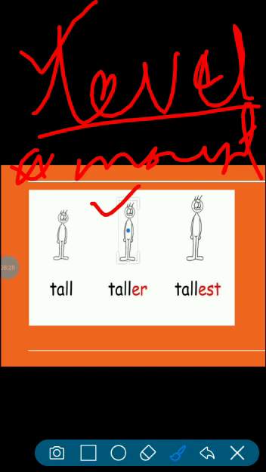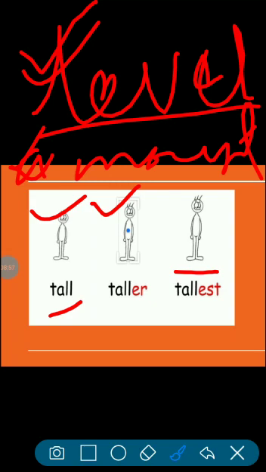Okay? And when somebody has the highest possibility or the highest quantity or the highest amount or the highest level of tallness, then he is tallest. The word we have to use for him is tallest. So when somebody is tall, we say tall. Okay? He is a tall boy.